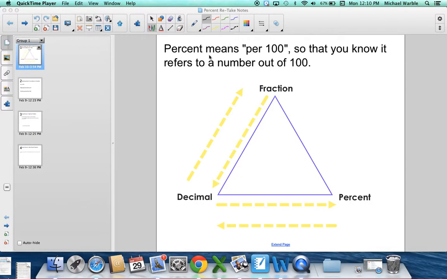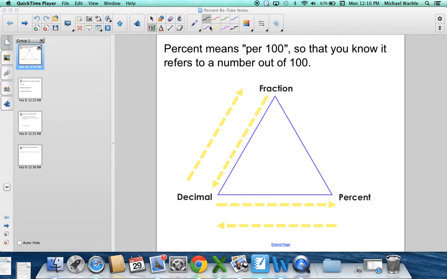So percent means per 100. So you know it refers to a number out of 100. So anytime you have 100, that also represents your whole. So if I were a decimal, my 100 would be 1. If I had a fraction, my 100, my whole, would be whatever number is on the bottom. And again, my percent, my whole, is going to be 100%.